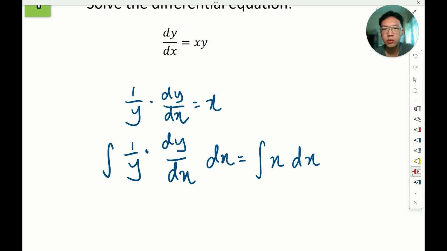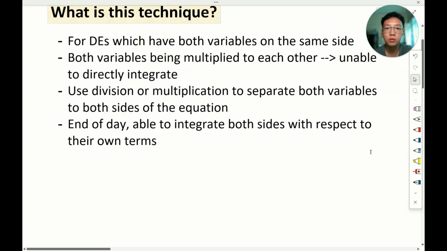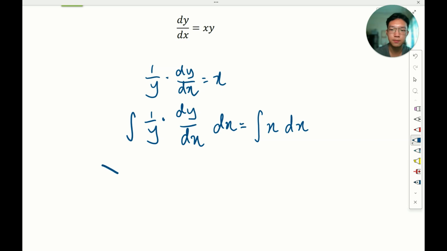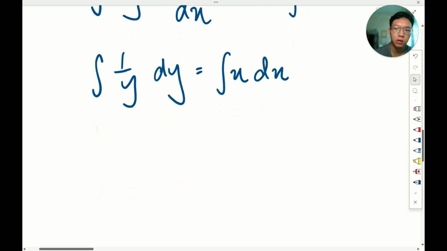As you can see, we can kind of treat dy/dx and the dx as fractions. So we can cancel it off, although in the working it's not recommended to write this because it's quite much wrong. So we can cancel off the dx's, and you notice we are left with a dy on the left hand side. And doesn't this fulfill the technique, that at the end of the day, we are able to integrate both sides with respect to their own terms. So we will follow through with the next step. Integrate 1 over y dy equals integrate x dx. Now we can integrate them directly.